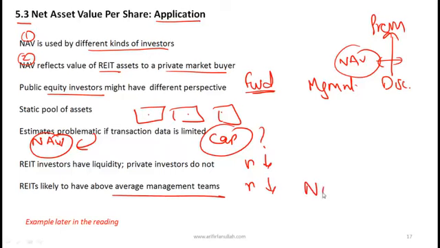So we've covered the core points now related to NAV per share. There are no examples in this section, which is uncharacteristic, but later on in this reading there are several examples that tie back to the concept of NAV.